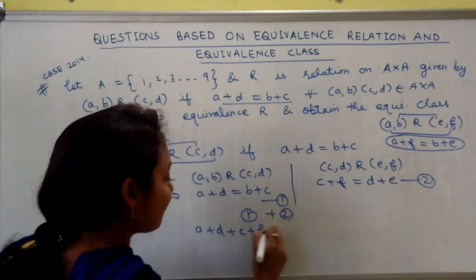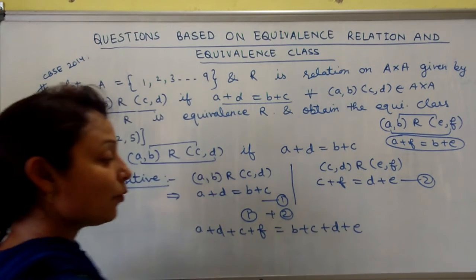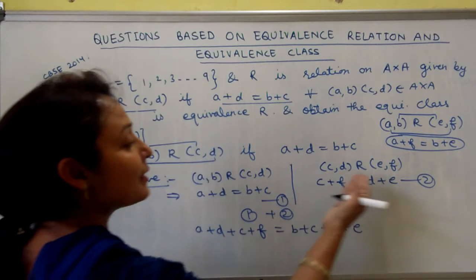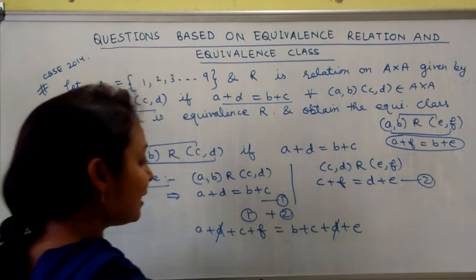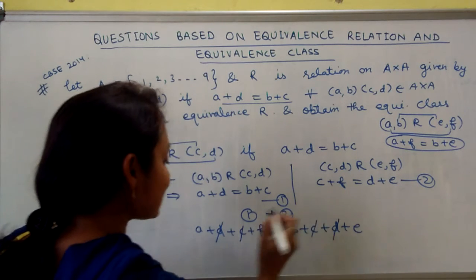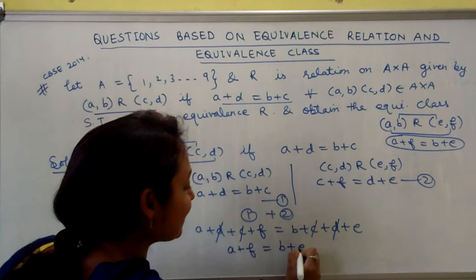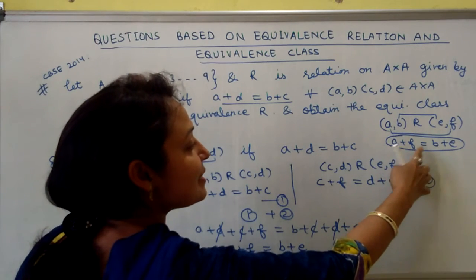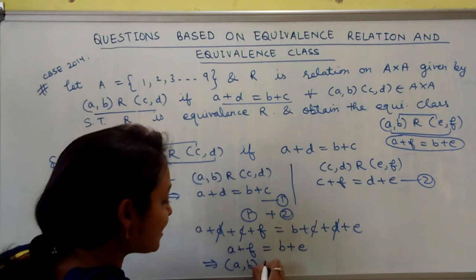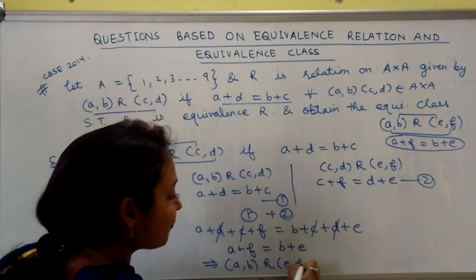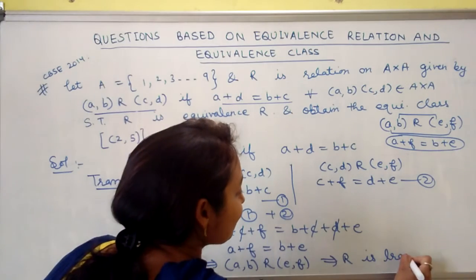A plus D plus C plus F is equal to B plus C plus D plus E. Left is added to left and right is added to right. What is cancelled? D and D will cancel, C and C will cancel. We have A plus F is equal to B plus E. Yes, we reached this result. Now we can write it as AB related to EF. So this means R is transitive.